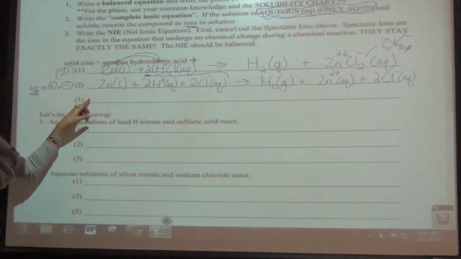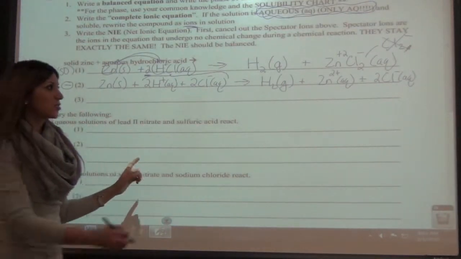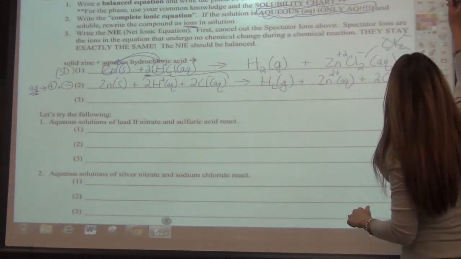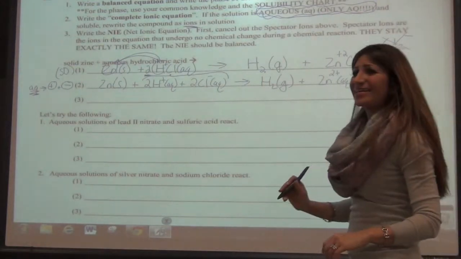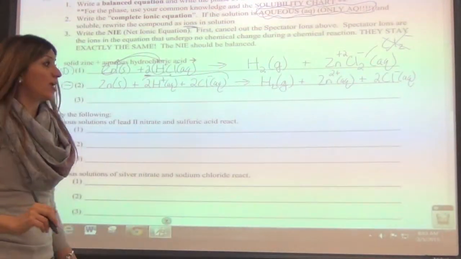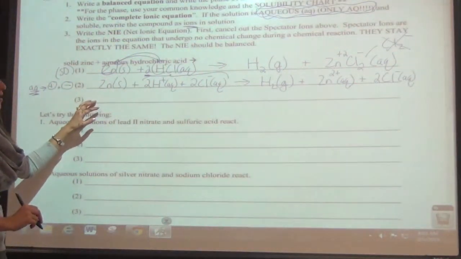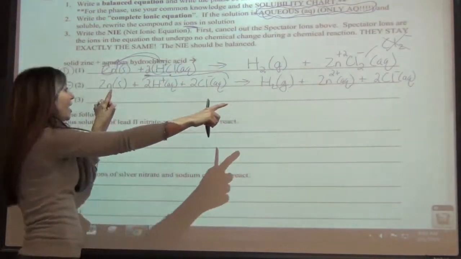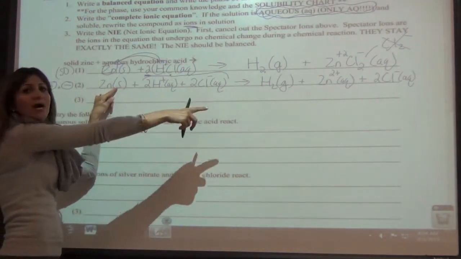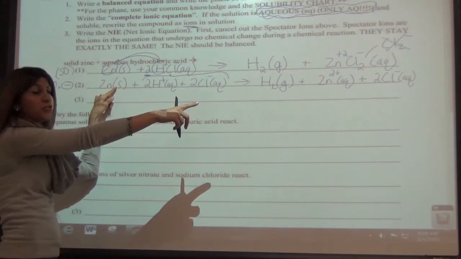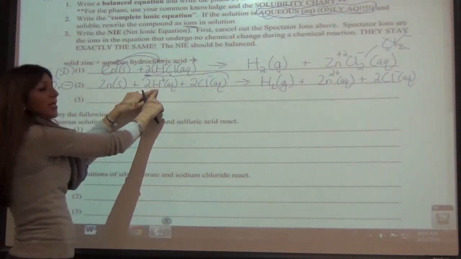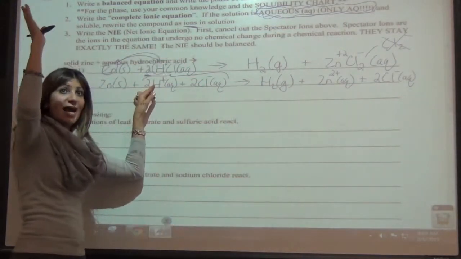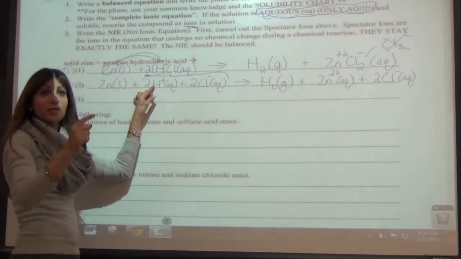All right, last step. In my last step, I'm going to switch colors here. I want to find out who my spectators are. And what I said was, the spectator looks exactly the same on both sides of the arrow. It is unchanged. Okay? Zinc. Did it change? Yes, it did. It was solid. Now it's aqueous. Now it's an ion. So it changed. Hydrogen. Did it change? Yeah, it was aqueous, and now it's bubbles, and it's a gas. So that's gone. That's one of our players.